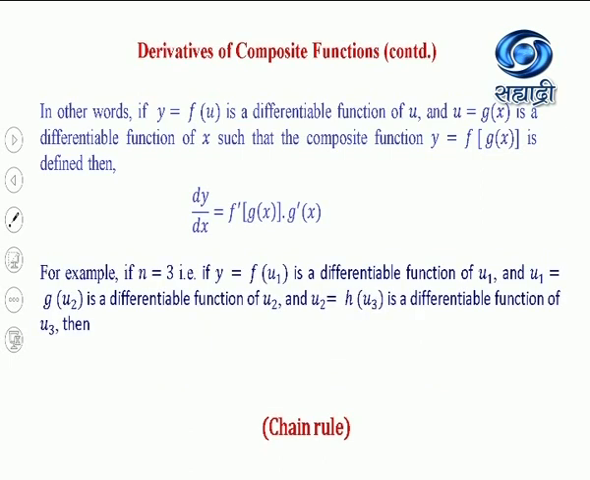And now we change this rule in terms of 3 variables only. See here, for example, if n equal to 3. Now this is very important, students. That is, if y equal to f of u1 is a differentiable function of u1 and u1 equal to g of u2 is also a differentiable function of u2, that means its derivative exists, and u2 equal to h of u3 is a differentiable function of u3, and u3 is a function of x, then we say that dy by dx equal to dy by du1 into du1 by du2 into du2 by du3. This is also known as chain rule for 3 variables. Now remember this formula also. This is very, very important.